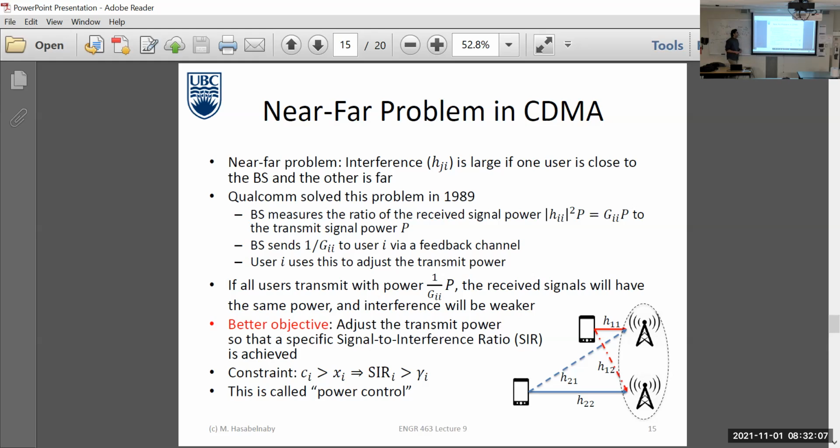How can we overcome this problem? Actually, Qualcomm, which is one of the biggest mobile operators with a large research center in the mobile communication field, found a solution for this problem. Okay, how can we overcome this problem? As you can see here, Qualcomm found the solution in 1989.